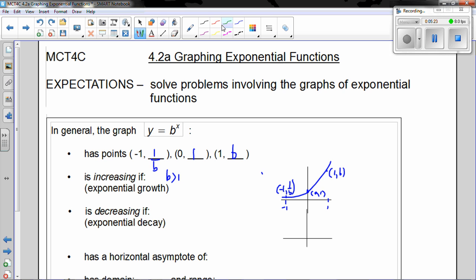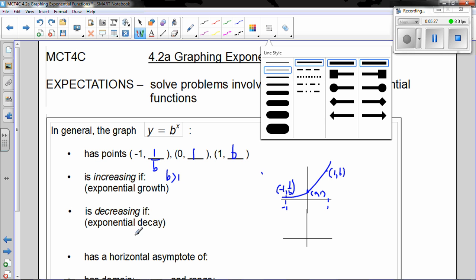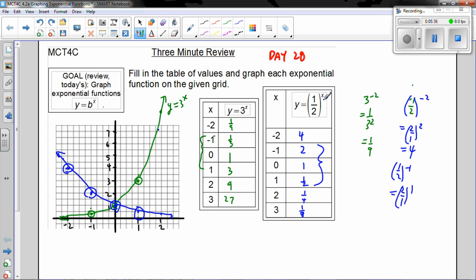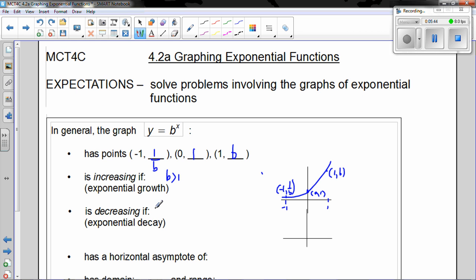However, a decreasing function is exponential decay, and an increasing function is exponential growth. What happens over here? This is a decreasing function, exponential decay, we talked about last year. The base is a fraction. If b is a fraction, or maybe a decimal, a fraction or decimal.